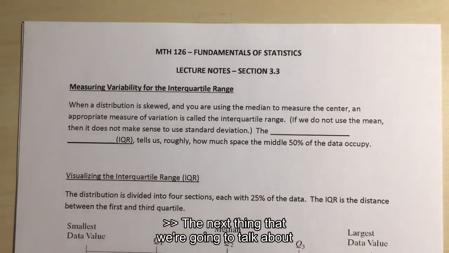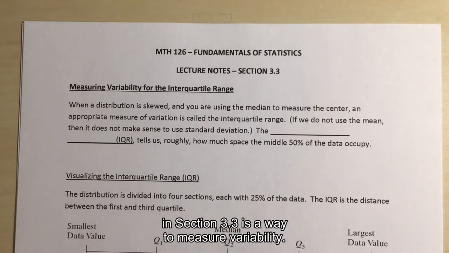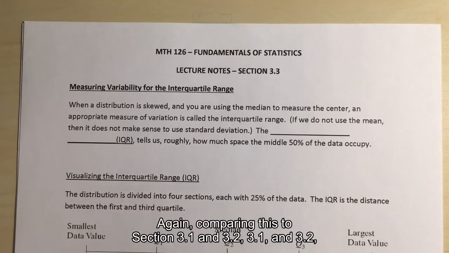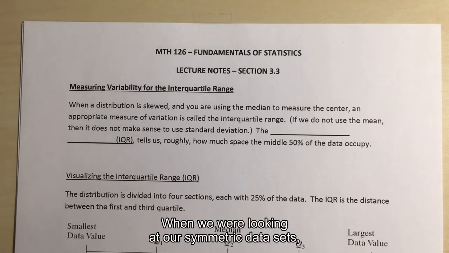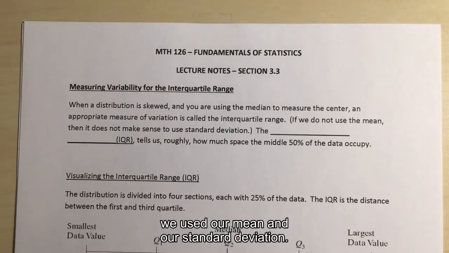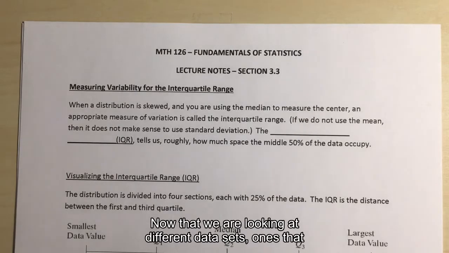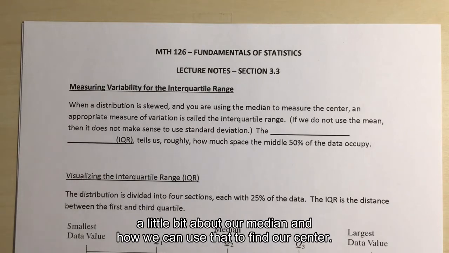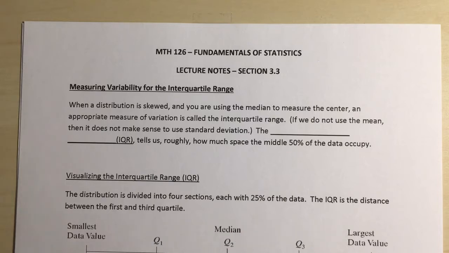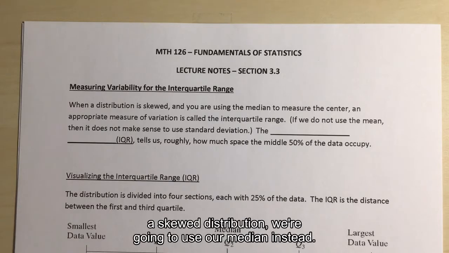So the next thing that we're going to talk about in section 3.3 is a way to measure variability. Comparing this to sections 3.1 and 3.2, there we were looking at symmetric data sets, and we used our mean and our standard deviation. Now we are looking at data sets that are possibly skewed or have outliers. We just talked about our median and how we can use that to find our center. So when we're using a skewed distribution, we're going to use our median instead.